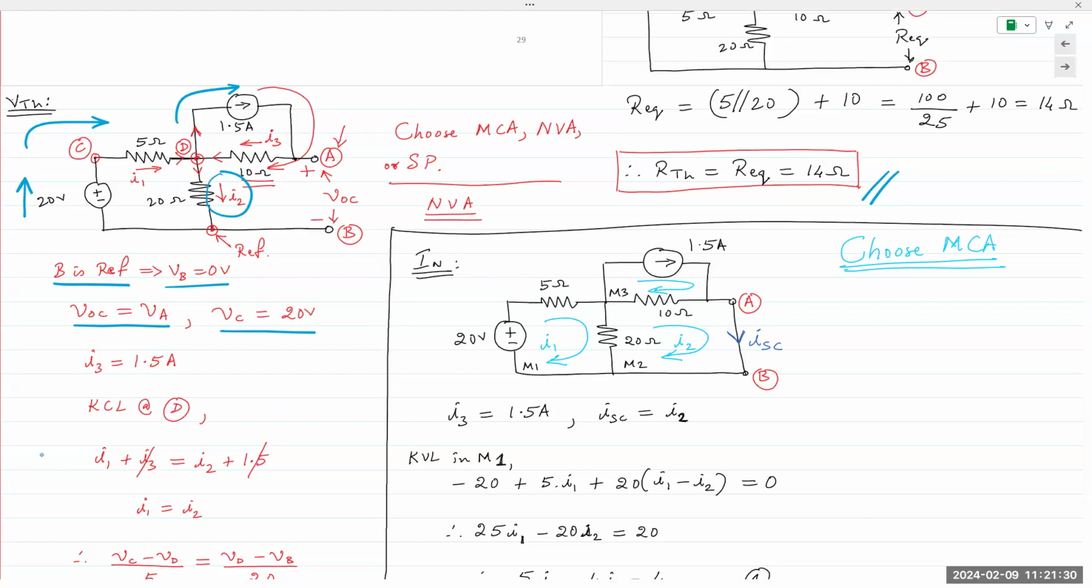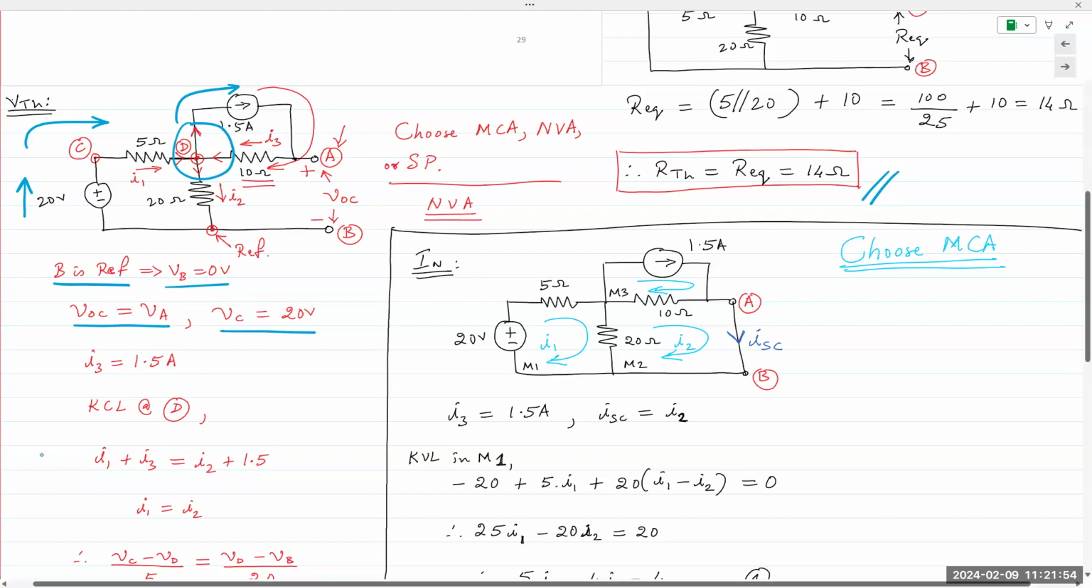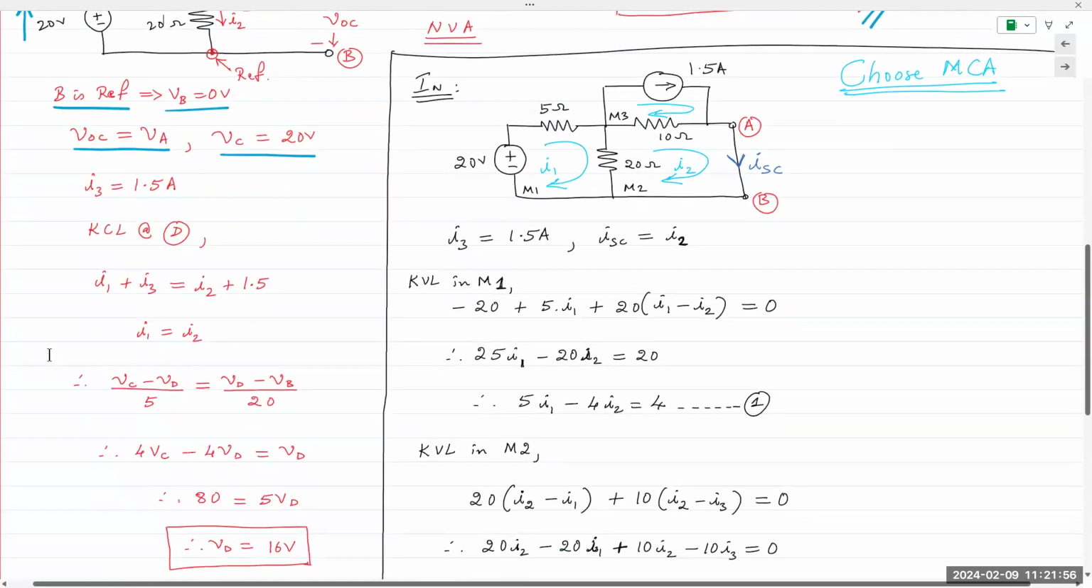So if I apply KCL at node D, I have 4 currents right there. 2 of them are entering and 2 of them are leaving. I put both of them equal to each other, and I have my KCL expression. I1 plus I3 is equal to I2 plus 1.5. Okay. Now simply solve that equation. I3, of course, is 1.5 amps. Eliminate that. I have I1 equal to I2.